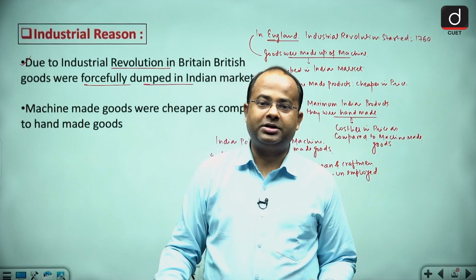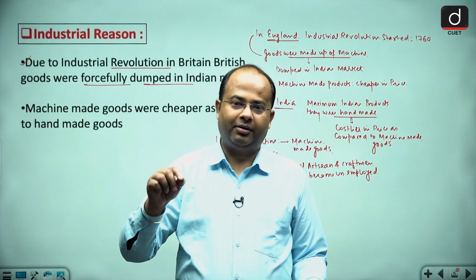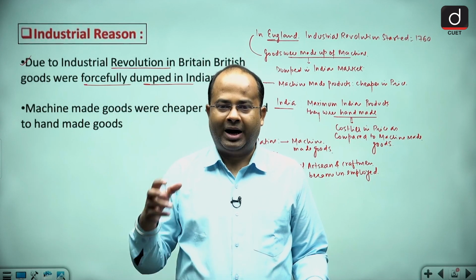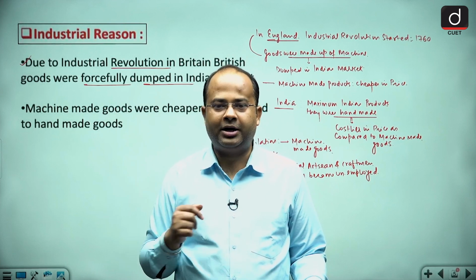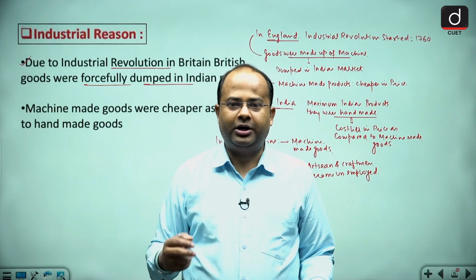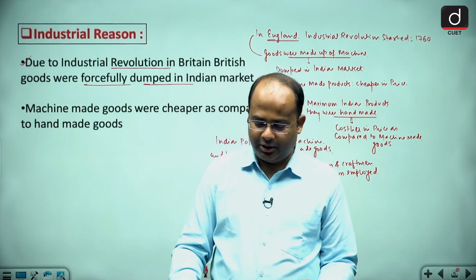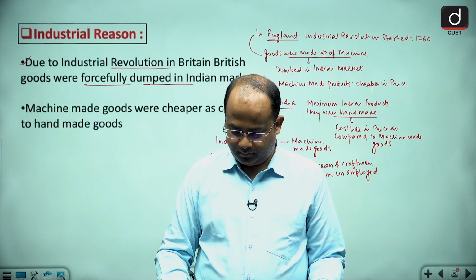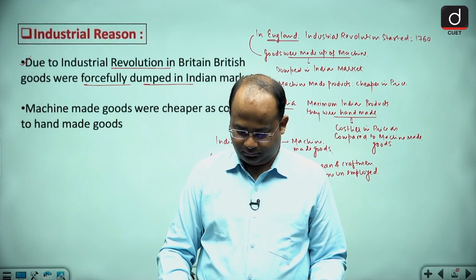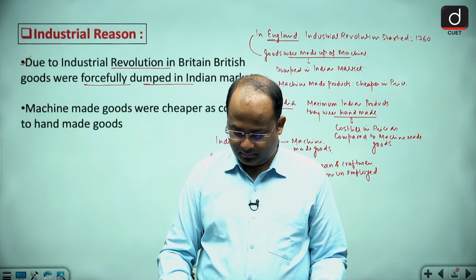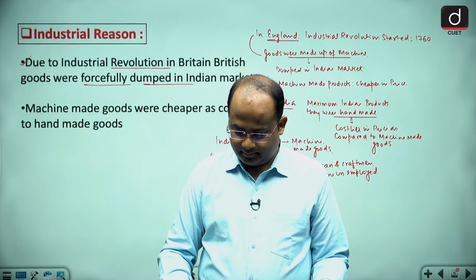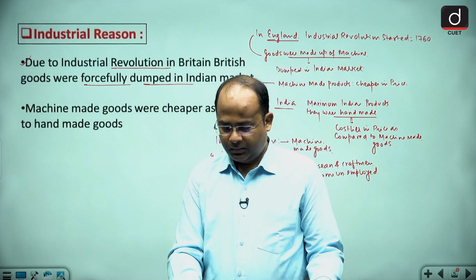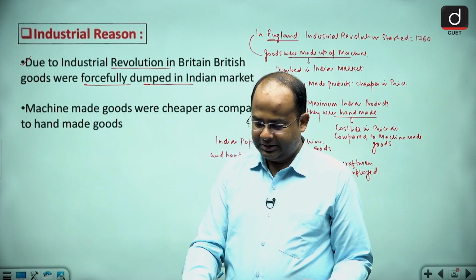So what happened? The local artisans and craftsmen of India became unemployed, and the main reason for their unemployment was the use of British goods. That created frustration and anger in the minds of Indian artisans and craftsmen, and that eventually converted into the revolt of 1857. Is that clear to all of you?